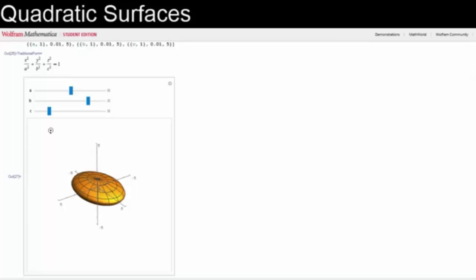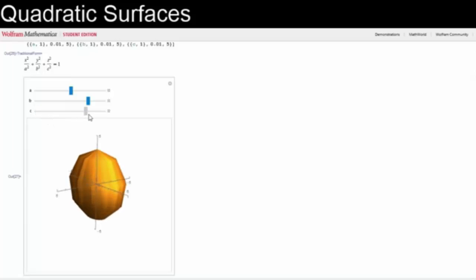And then, of course, we can change C as well, and that's going to make it taller or shorter if we decrease it. We make it really thin. Here C is below 1. Looks basically paper thin now. But let's increase C a lot.